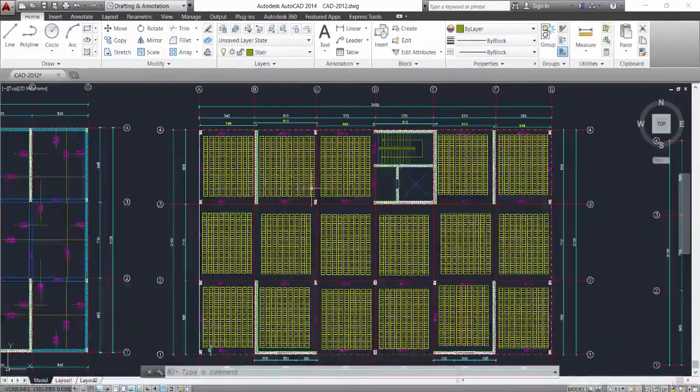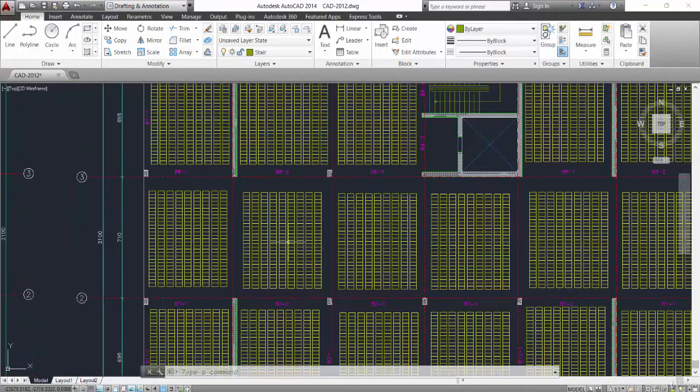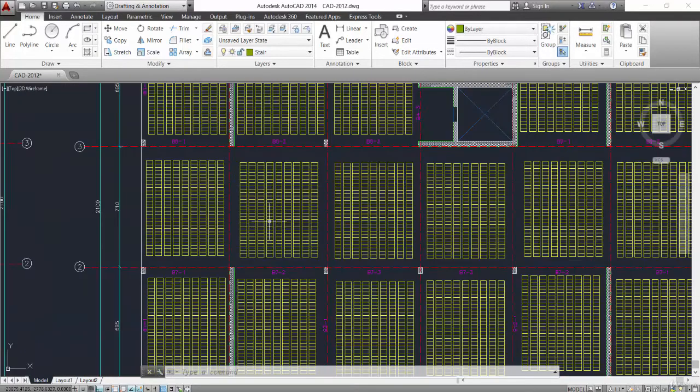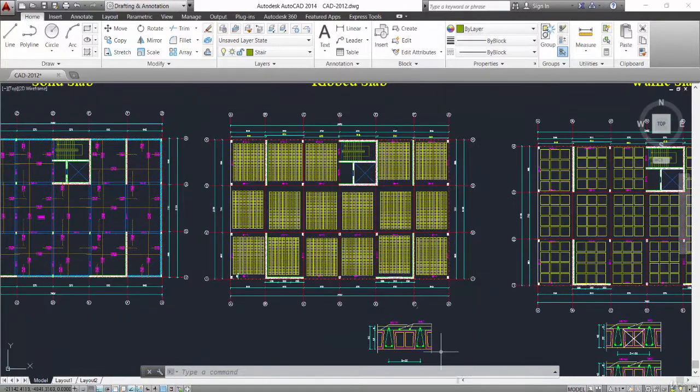We can choose the direction of the ribs as we want. Here in this project we choose the Y direction, so the ribs are in direction 1. Here we have the main beams. Now we want to calculate the thickness of this ribbed slab.